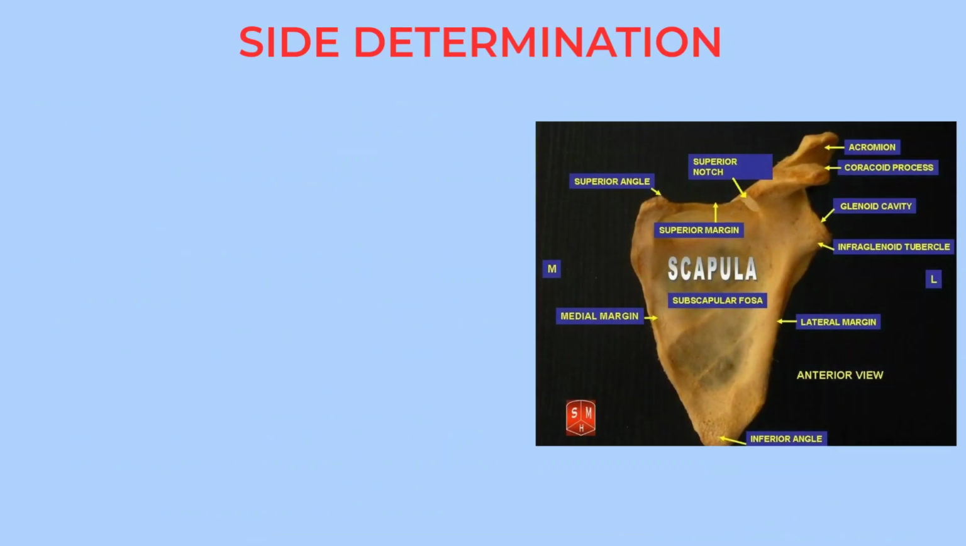Now, let's discuss side determination. In a practical exam, the examiner may hand you a bone and ask you to tell the side. So do not panic and follow this systematic method. Step 1. Identify the glenoid cavity. It must face laterally.